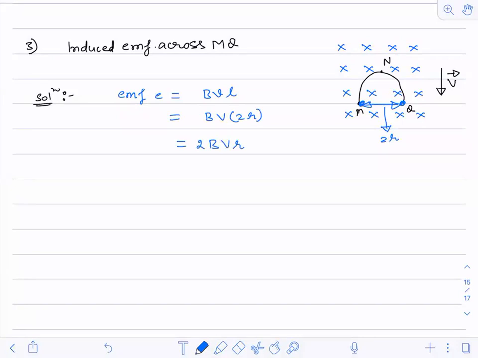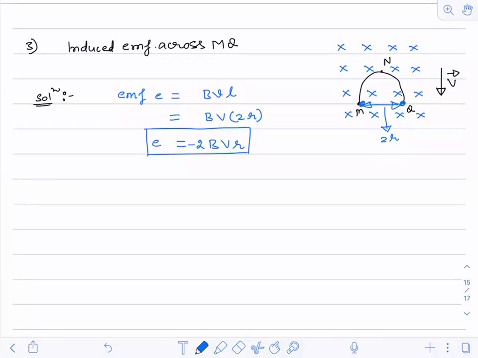So the EMF induced is 2BVR with a minus sign. Because we are doing the numericals, I have to introduce a minus sign over here because it's an induced EMF. Did you understand this now? The EMF induced across MQ is this.